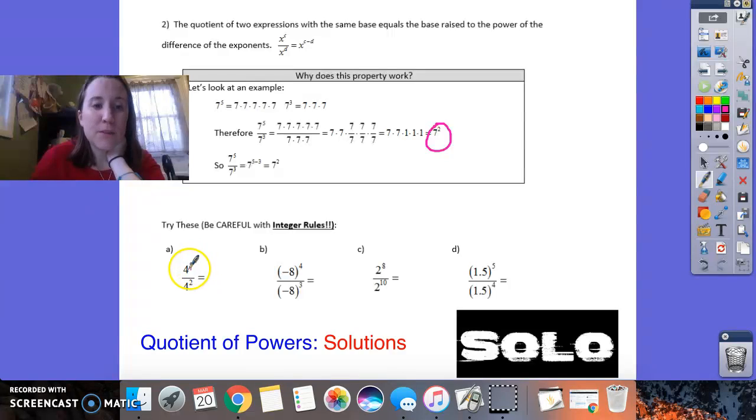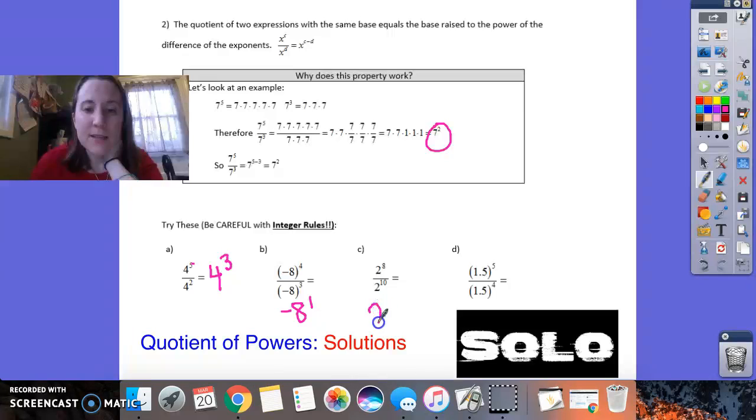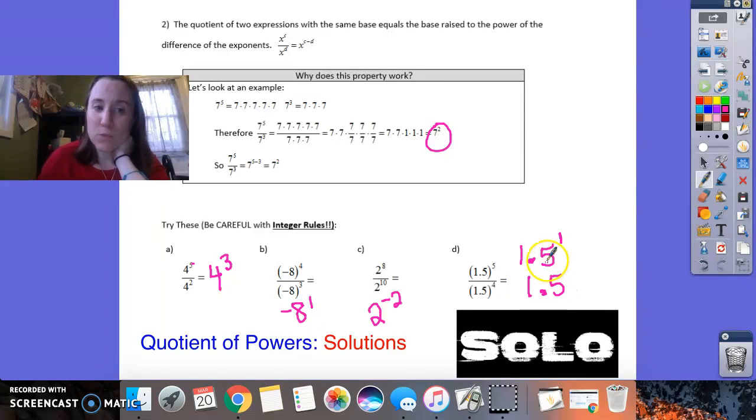This is another one where we need to be careful of our integer rules. So this one, the bases are the same, 4 and 4. 5 minus 2 is 3. This would be 4 to the 3rd power. We have -8 is the base, and 4 minus 3 is 1. We have 2 as the base, and 8 minus 10 is -2. Be careful of that one. And then we have 1.5 as the base, and 5 minus 4 is 1. So that would be 1.5 to the 1st power, or just 1.5.